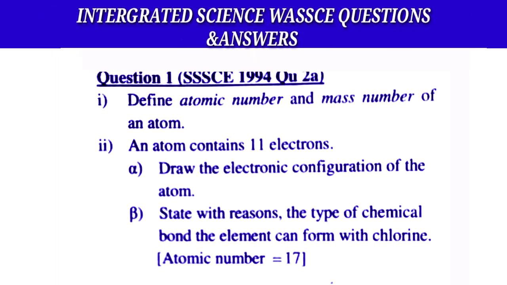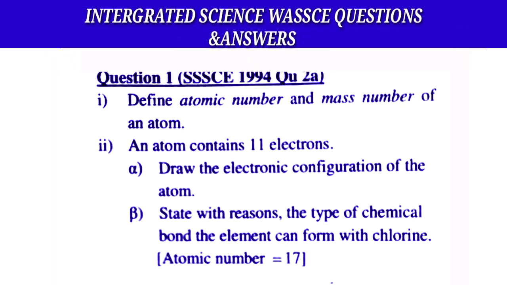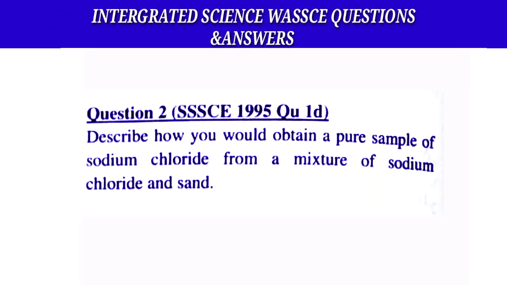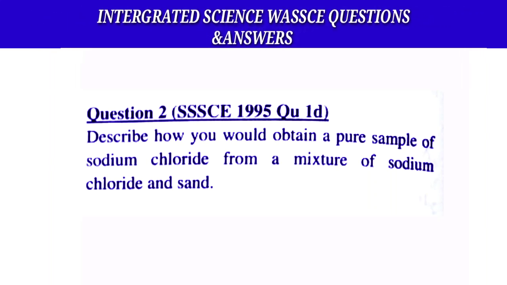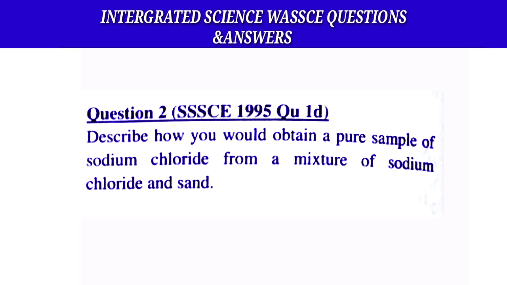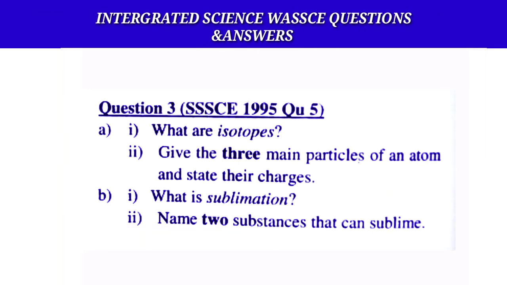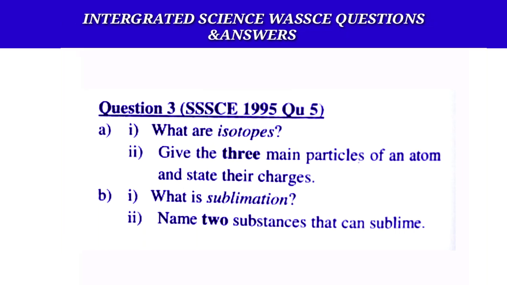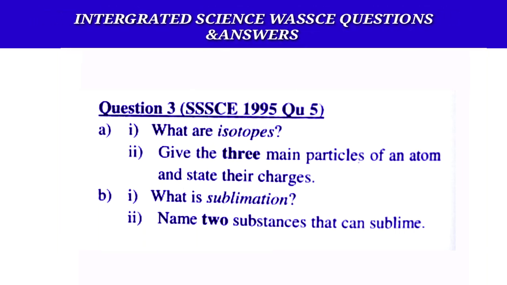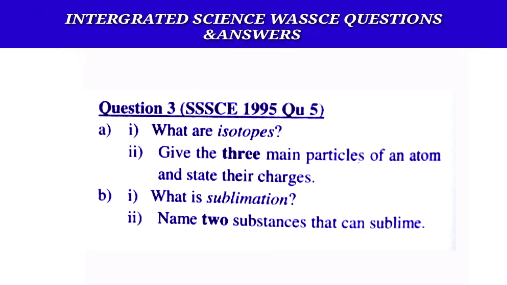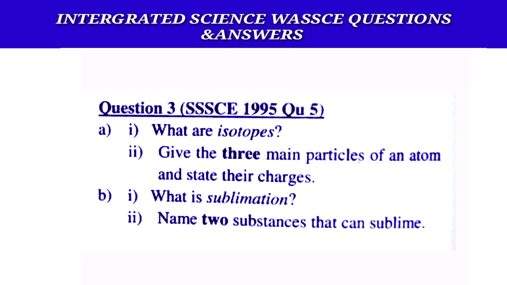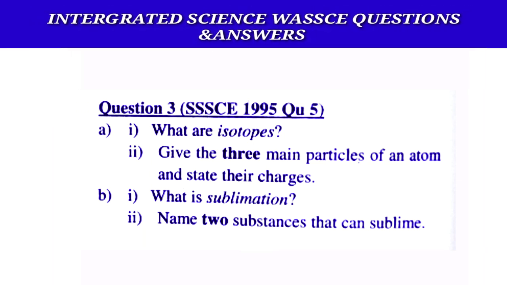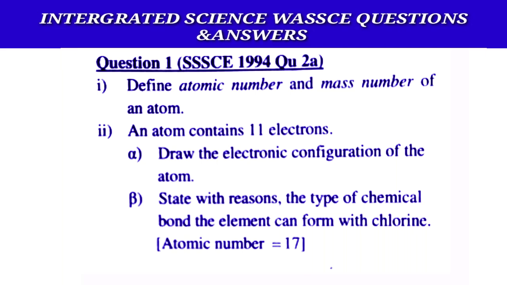17. Now let's add other questions so you solve them together. Next question. Describe how you would obtain a pure sample of sodium chloride from a mixture of sodium chloride and sand. Question 3. AI. What are isotopes? II. Give the three main particles of an atom and state their charges. BI. What is sublimation? BII. Name two substances that can sublime.